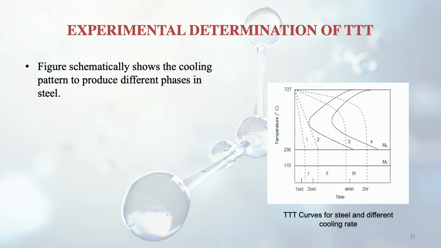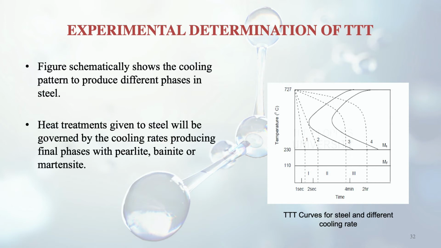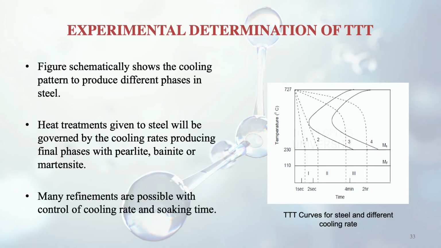So heat treatments given to steel will be governed by the cooling rates producing final phases with pearlite, bainite or martensite. Depending upon this cooling rate, different kinds of steel will be formed, and out of those the most commonly known are pearlite, bainite and martensite. So we can see here that many refinements are possible with control of cooling rate and soaking time. We now will see the formation and characteristics of the different phases.